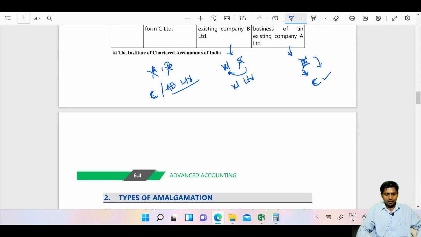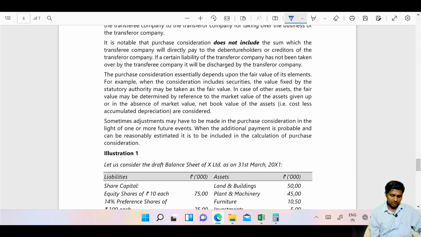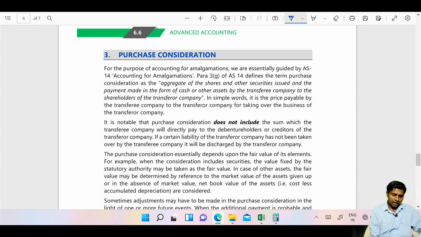In this standard you will find the technical term of purchase consideration. Purchase consideration, PC generally we say in short form. Purchase consideration means the consideration in a form of shares and other securities. It is the aggregate of shares and other securities issued and the payment made in a form of cash and other assets, by the transferor company to the shareholders of the transferor company.